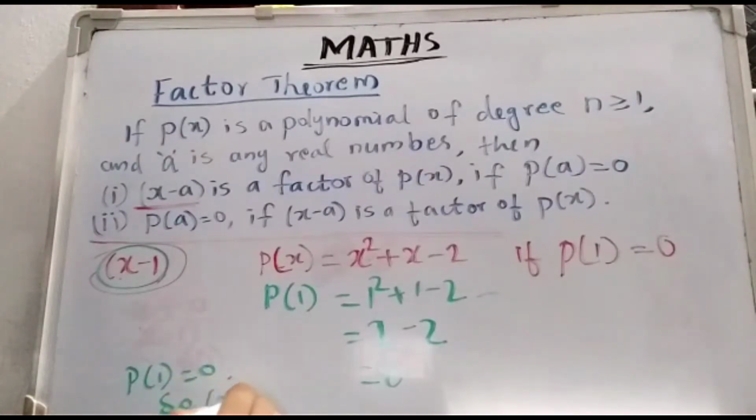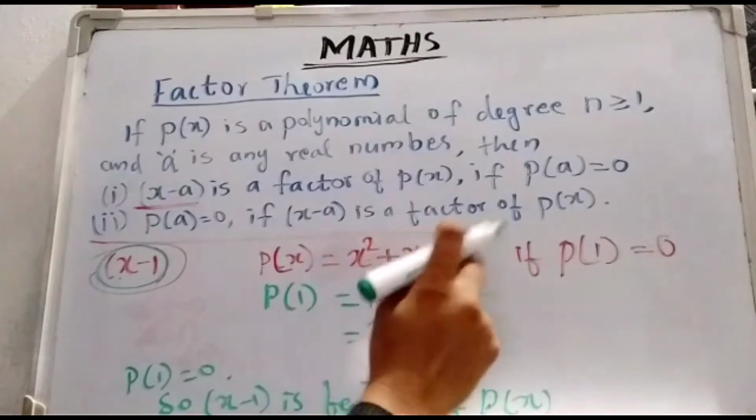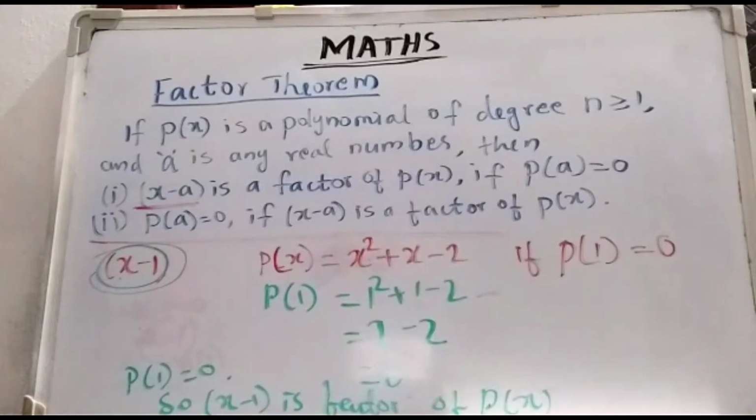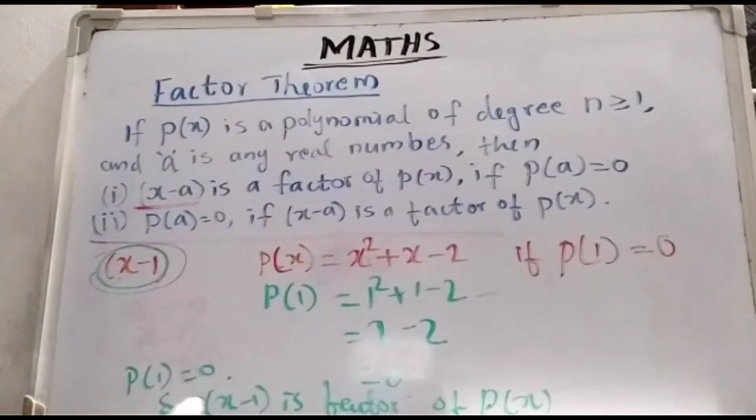So x minus 1 is a factor of P of x. P of x means x square plus x minus 2. See, this is factor theorem. Clear? The second statement also, we can explain by using this example. See, P of 1 is equal to 0 if x minus 1 is a factor of P of x. This is opposite of this statement.